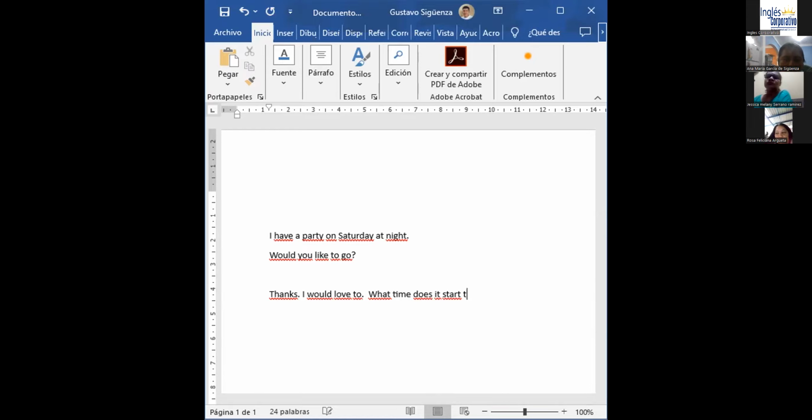At 10 p.m. Ajá, at 10 p.m. Yes, porque es party. At 10 p.m. Sería that sounds great, dice. That sounds great, esa es una expresión. Escribamos eso. Como que dice eso, sería genial.